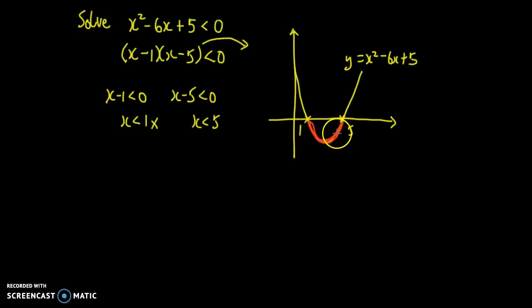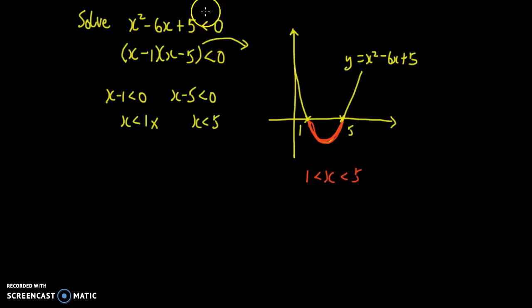So what values of x does that apply for? Well, that applies for x between 1 and 5. So let's test that out. Let's try 3, for instance. 3 squared, 9, subtract 6 times 3, subtract 18. So -9, add 5, -4. -4 less than 0, yes.